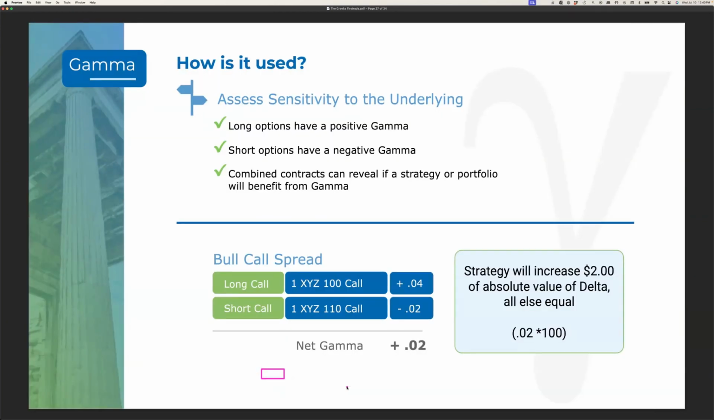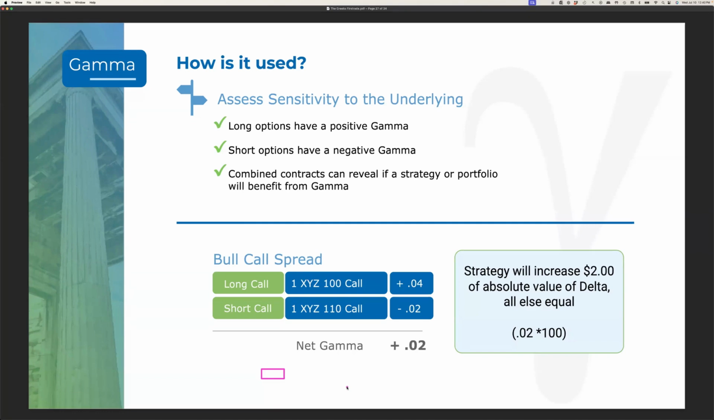So how is it used? It assesses overall your sensitivity to the underlying. It really is a component of delta. When you think about gamma, you're really thinking about sensitivity of the option to the underlying. But gamma is a second order derivative, or a component of the delta exposure that you have in the underlying security. The delta is the important part, but delta changes. Delta is not static, and gamma tells you how much delta is going to change by.